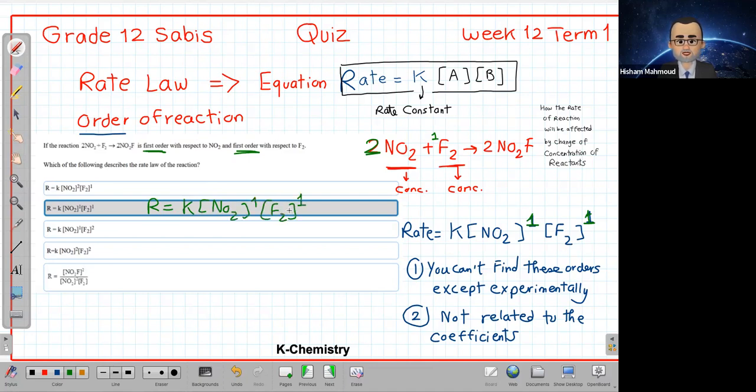How do you know this is correct? This is first order and this is first order. So what about the other options? Why are the other options not correct? Let's see.